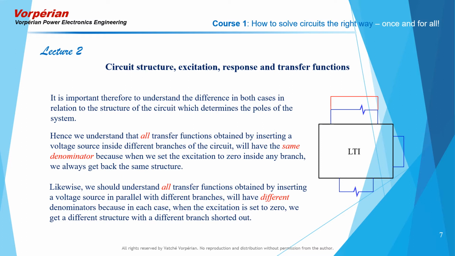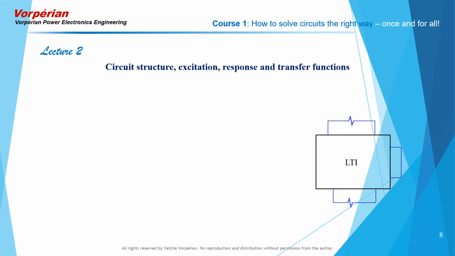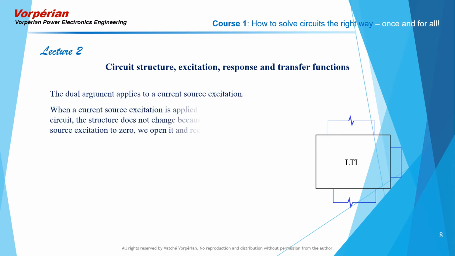We'll now repeat this with current sources. Now a dual argument applies to current source excitations. When a current source excitation is applied across any branch of the circuit, the structure does not change, because when we set that excitation equal to 0 to send the circuit back to rest, being a current source, you open it and you recover the original circuit.